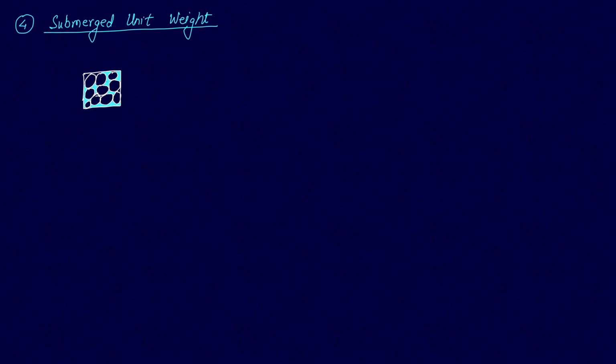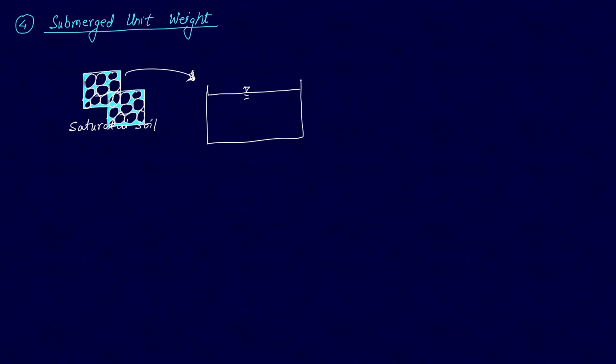So all voids are already filled with water, and this particular state of the soil will be known as the saturated soil. But now let us assume that this particular soil mass is kept inside a tub. Let us suppose that this is the tub, and the same soil mass is present here. I am just copying it and directly putting it inside the water.